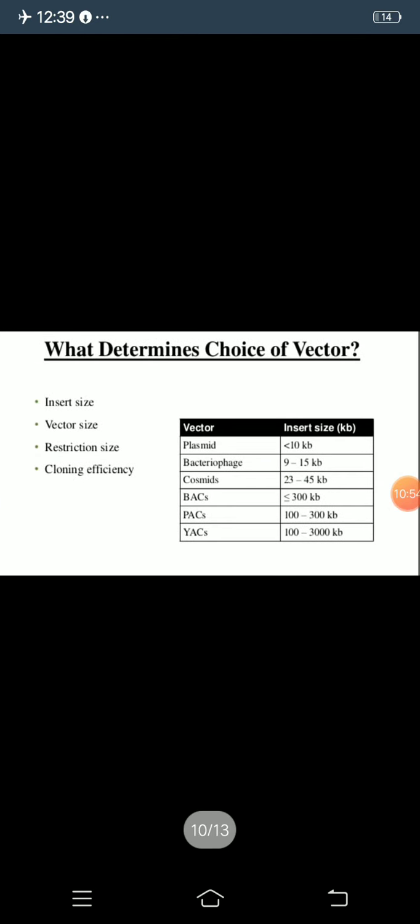What determines the choice of vector? What is important to choose a particular type of vector? It should be the insert size, then the vector size. You have to keep in mind the size of our gene of interest, then the size of the vector, then the restriction site, then the efficiency of the cloning. These are some important points you have to keep in mind while selecting a particular type of cloning vector.